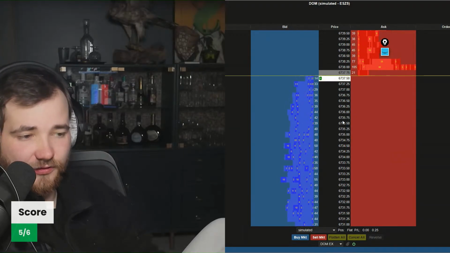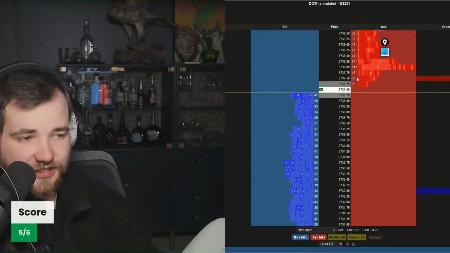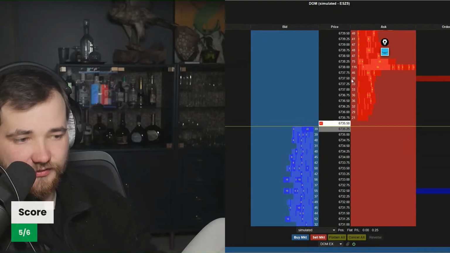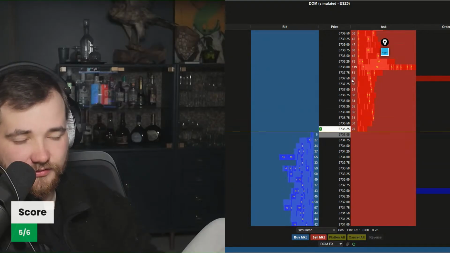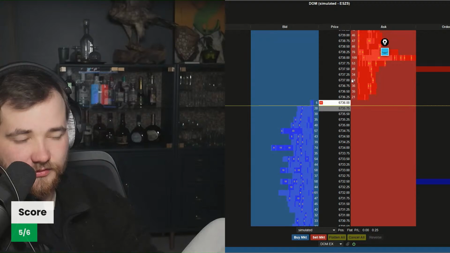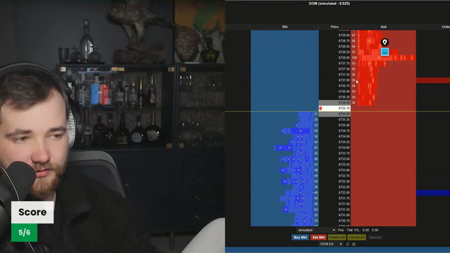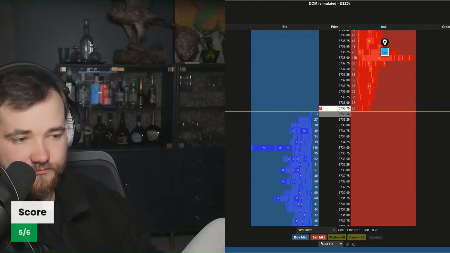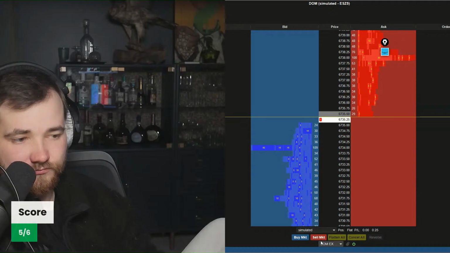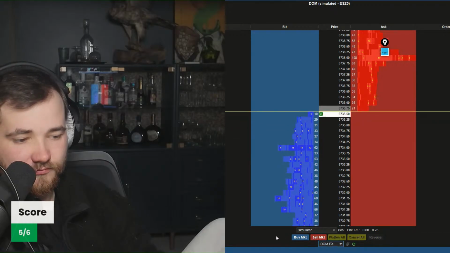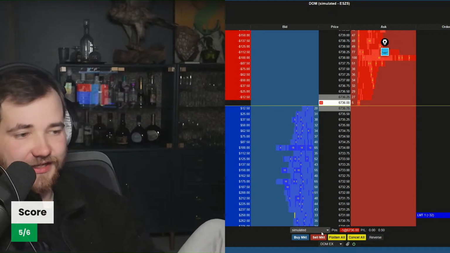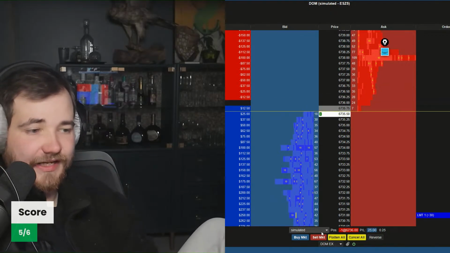Not a huge snap, but a little one. Oh no, a snap to the sell side. Let's look here. 3750. Does it get defended? 36.50, let's see. Looks like it's getting defended. So we'll take it. We'll take it.